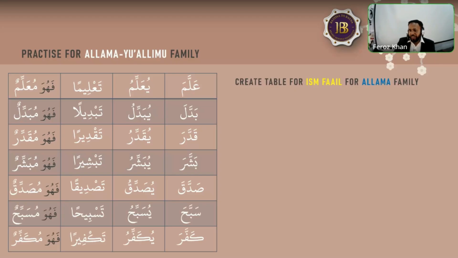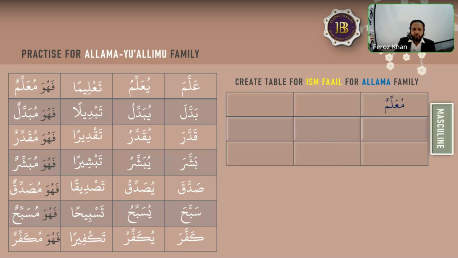Create a table for ism fa'il for Allama family. Okay, so we did the table for past tense, present tense, masdar. This is how the table for ism fa'il goes now. Ism fa'il is just like Muslimun. Ism fa'il is a human being. So the table will be just like the Muslimun table. So the first word for this family will be Muallimun.